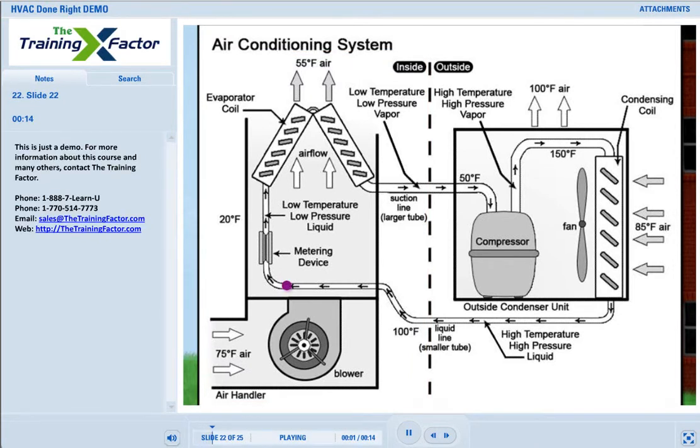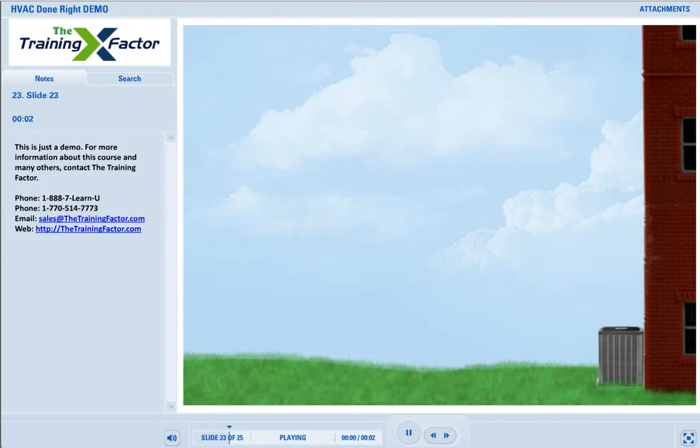The refrigerant goes through the metering device and then enters the evaporator coils. As it leaves the evaporator coils, it enters the suction line. The suction line goes into the condenser in the outside, and the cycle begins once again. Now let's review.